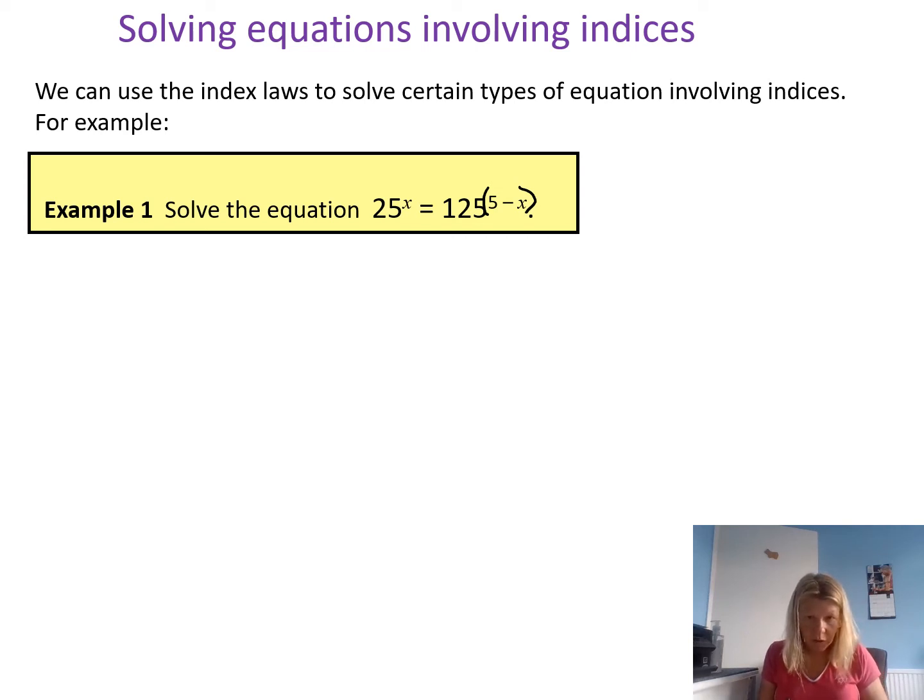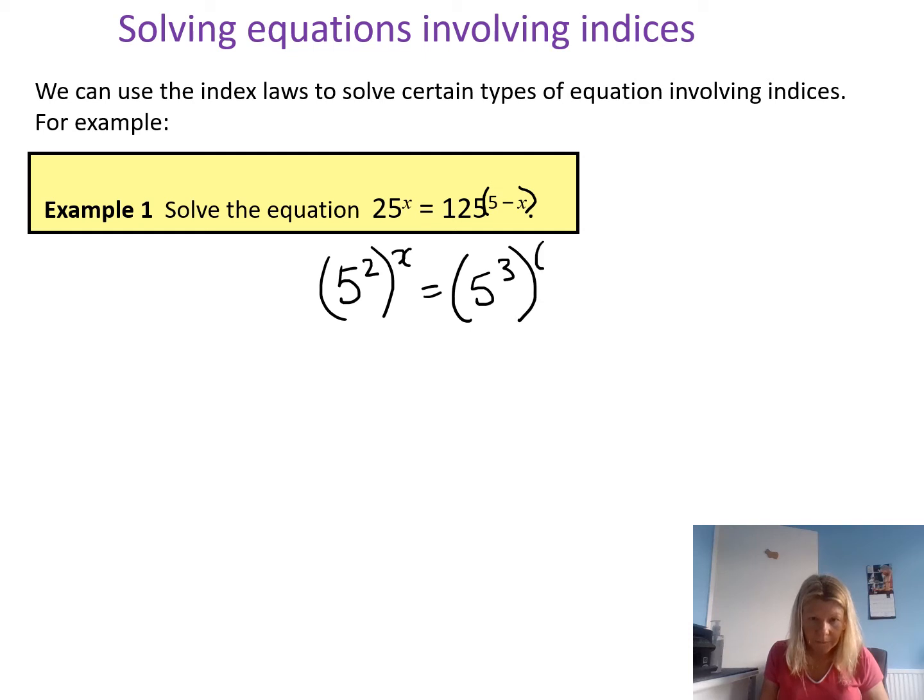Okay, right, now what do we know about 25? Well, I know it's 5 squared. I hope you do too. That might help us. So we have 5 squared to the power x. And I know about 125. Well, that's actually 5 to the power 3, to the power 5 minus x. And we've got a power to a power, remember you multiply them together, so 5 to the 2x. And similarly here, we could write that as 5 to the power 15 minus 3x.